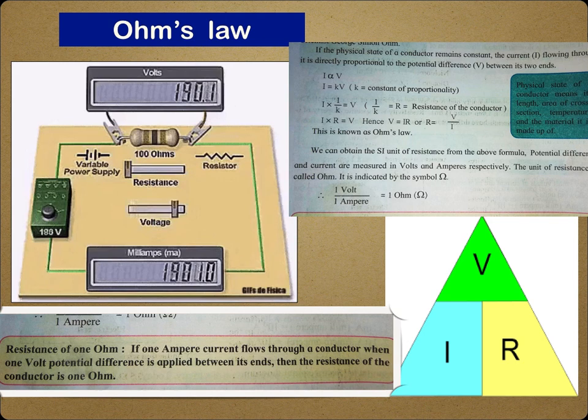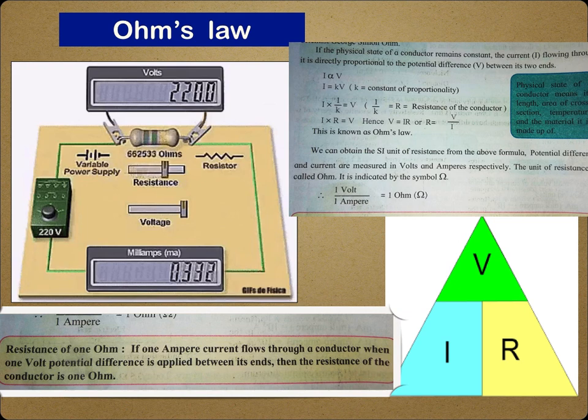Now, in a simple way, Ohm's law states that electric current is directly proportional to voltage and inversely proportional to resistance. It means that increasing the voltage will increase the current, while increasing the resistance will cause the current to decrease. That means if we increase the volt, the current flow will also increase.